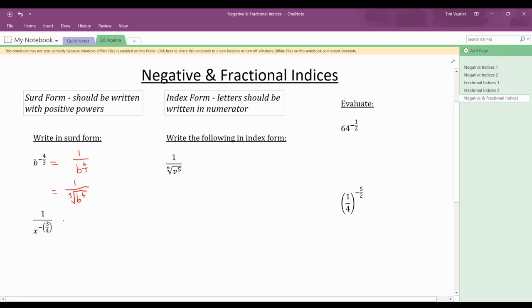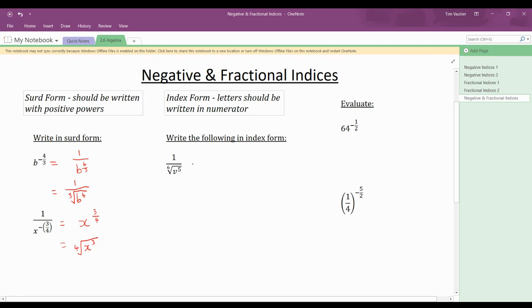All right, and so if we're wanting for this to go to surd form, we're wanting to get rid of the negative again. And so if we rewrite this, we're going to have x to the power of 3/4 because the power changes if we shift it over the fraction line. And going to surd form, we've got 4 on the bottom, so we've got a 4th root, and the 3 in the numerator means we've got x to the power of 3 under the surd.